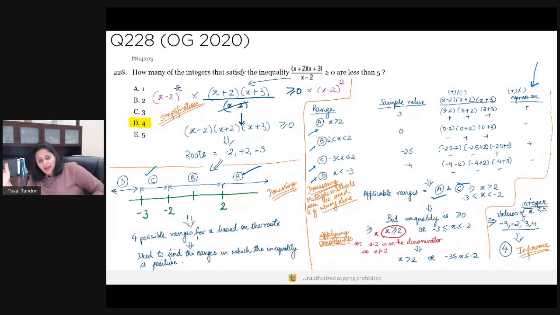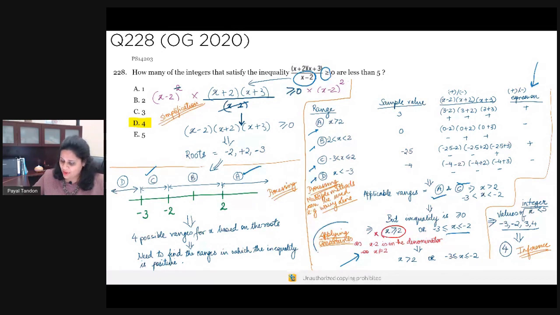Now the next thing that I have to do is I also have a greater than or equal to sign. I have an equal to sign as well in my inequality, which means that my pertinent ranges are x is greater than or equal to 2, or -3 is less than or equal to x is less than or equal to -2, right? But this is not possible. Why? Because I have to go back to my expression, x minus 2, right? X minus 2 is in the denominator, which means that x cannot be equal to 2.